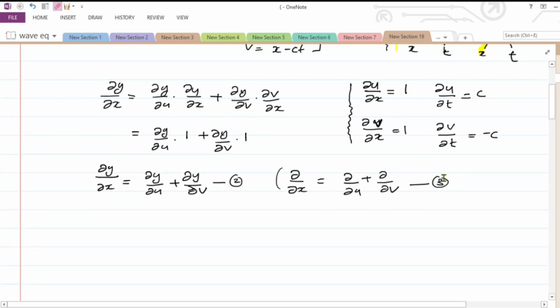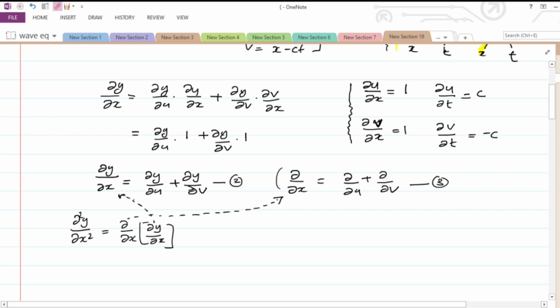Now our wave equation is dou square y by dou t square is equal to c square into dou square y by dou x square. So what we actually need is dou square y by dou x square. We find dou square y by dou x square, which is equal to dou by dou x of dou y by dou x. Here, instead of dou by dou x, and instead of dou y by dou x, we substitute these.